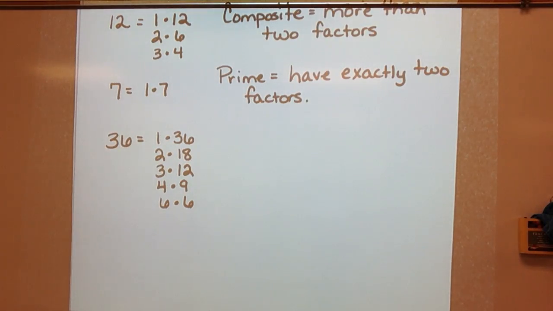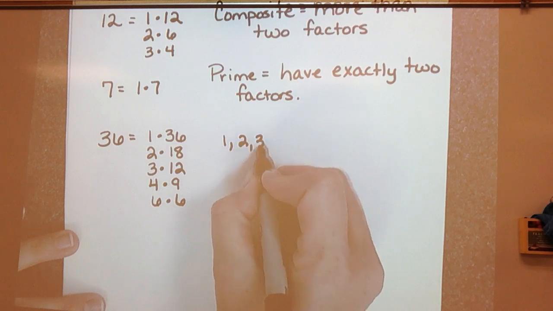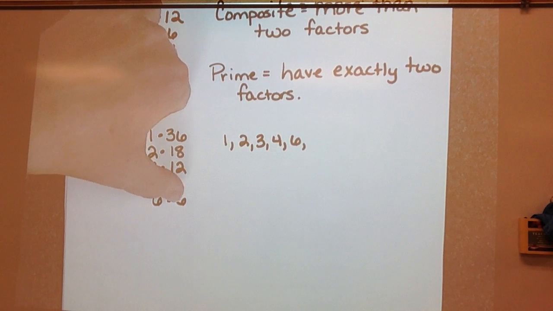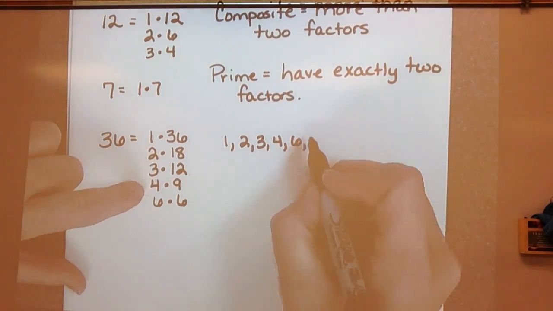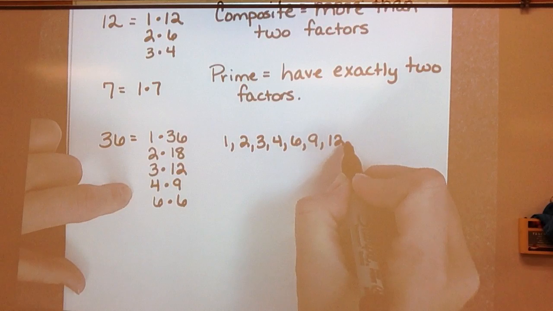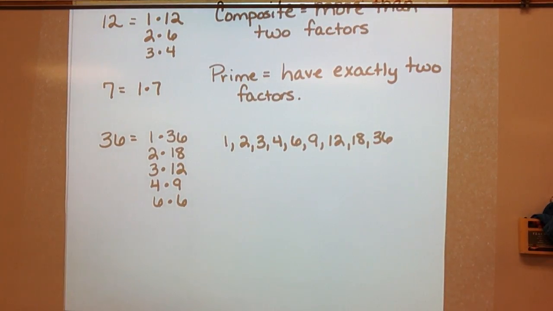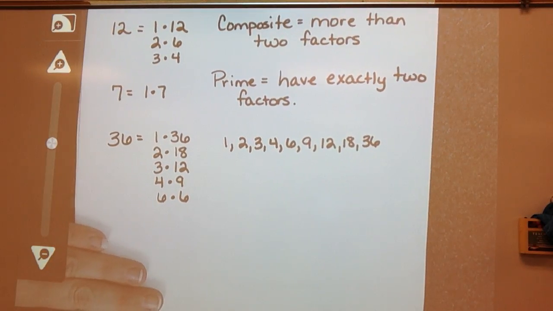So when it asked me to find the factors, I found my factors. Now I'm just going to list them. And the best way for you to do this is to list them in order. So come over here and write your list. 1, 2, 3, 4, 6. I do not have to write 6 twice. Once I write a number, I don't write it again. 9, 12, 18, 36. That is the complete list of factors for 36.